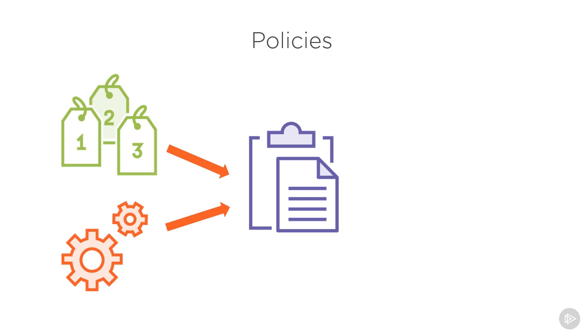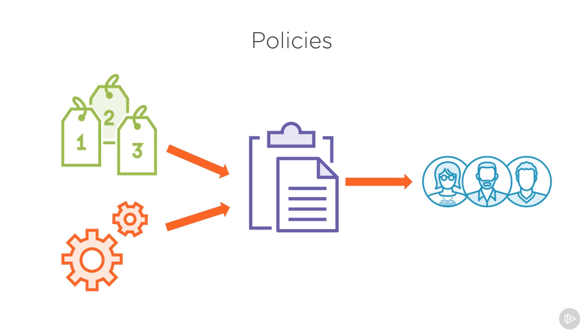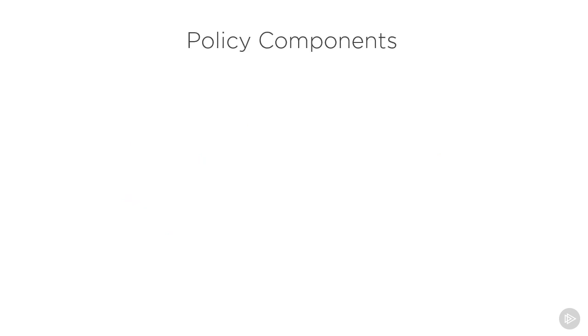And then that policy is now assigned to a user or a group. So that's essentially all a policy is. It's some labels and a bunch of different settings that are put together and then pushed out to a group or a user. Now let's talk a little bit more about those policies in depth.